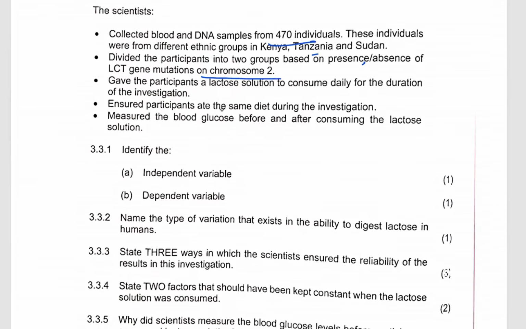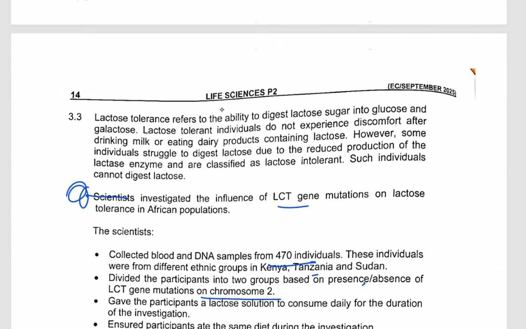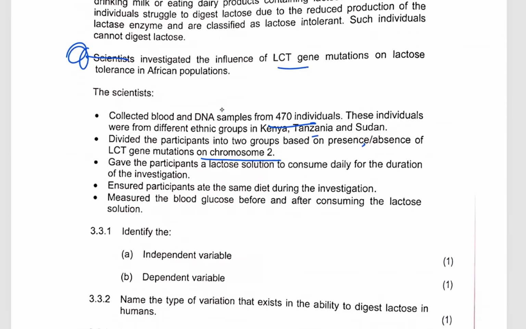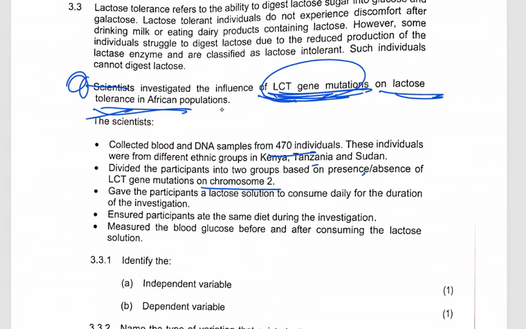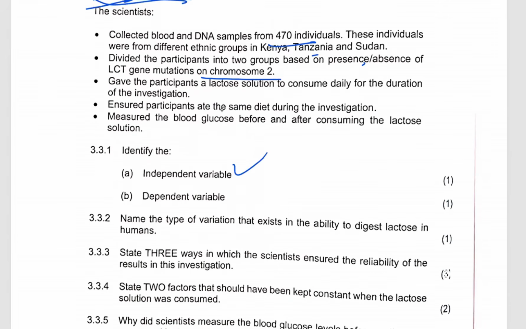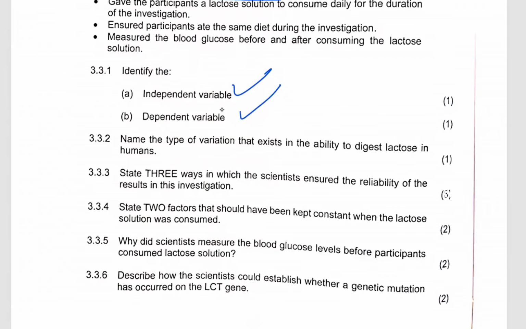What is the independent variable? So what determines this concept? Basically, the independent variable is the lactose intolerance gene, because it says investigate the influence of this on this. So this is the independent while this is the dependent. So lactose tolerance is the dependent. So this is done. Name the type of variation that exists in the ability to digest lactose. It is discontinuous. Either you digest or you can't digest. You can't try. You either do it or not. So it is discontinuous variation, you get your mark there.